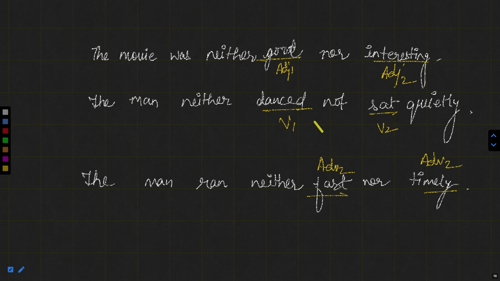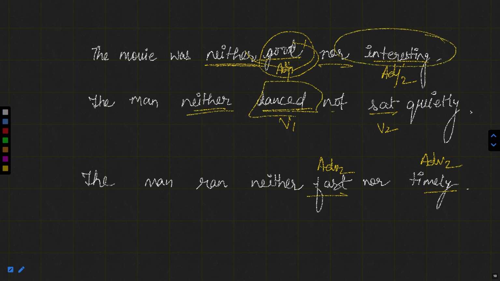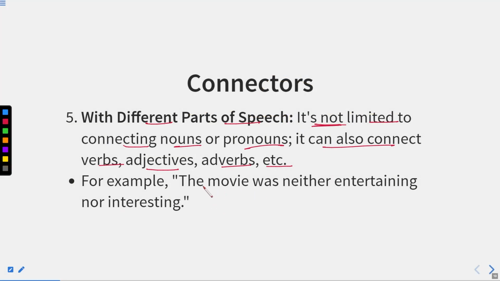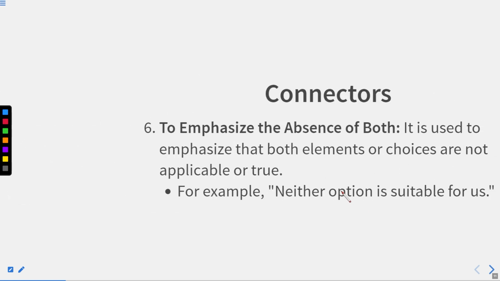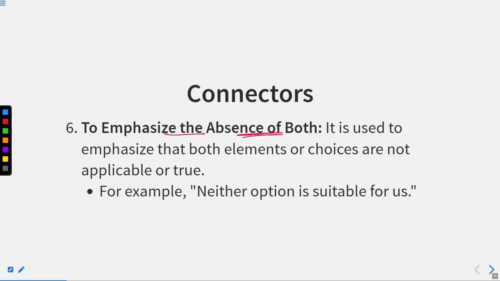But the same concept is there that you can use these words only with the words neither and nor. Okay, which are the two things. They can be placed only after the word neither nor. Okay, so this will be the concept. Now here you can see the movie was neither entertaining nor interesting. Okay. To emphasize the absence of both. It is used to emphasize that both elements or choices are not applicable or true. For example, neither option is suitable for us.